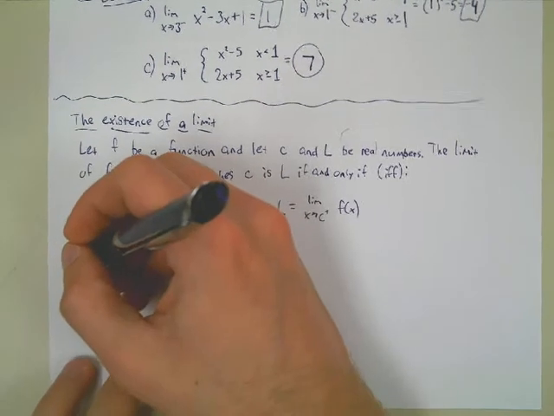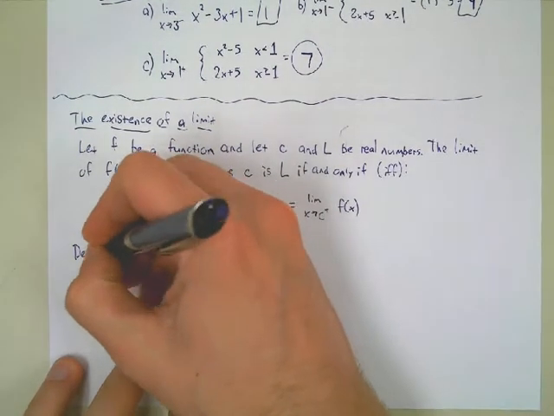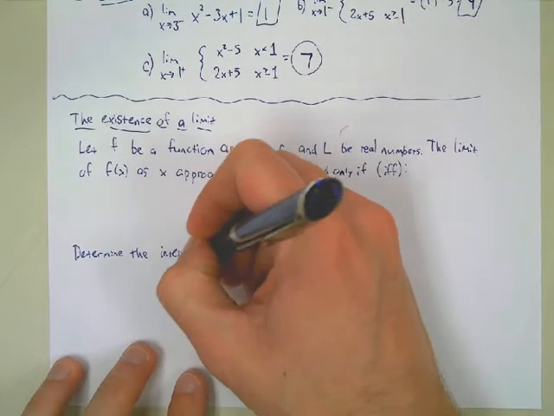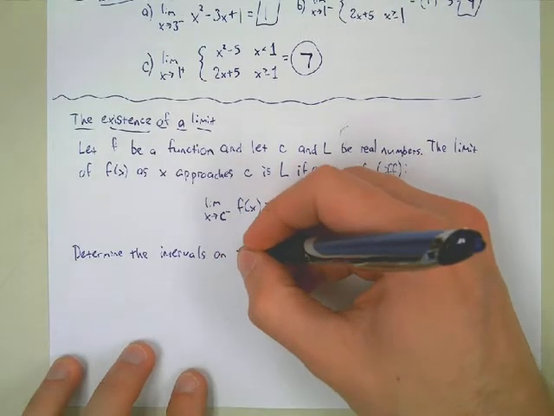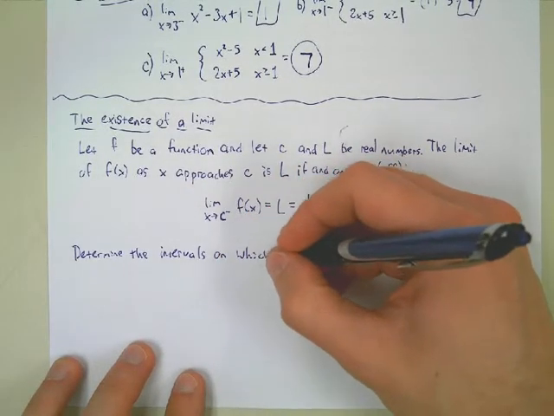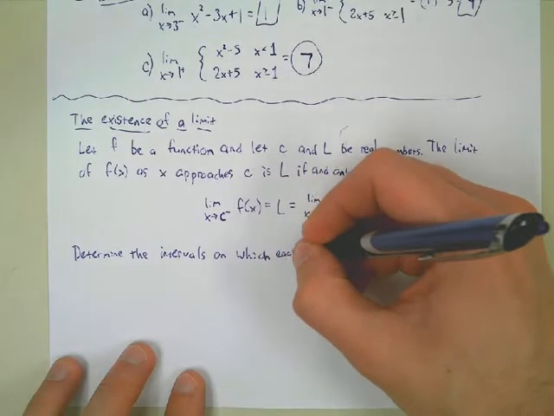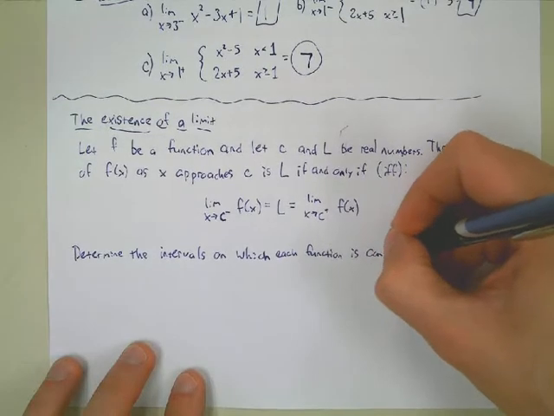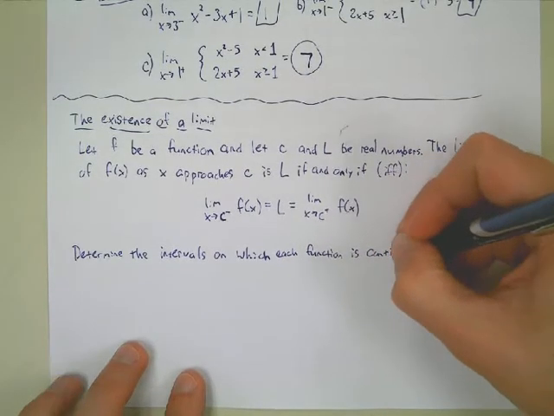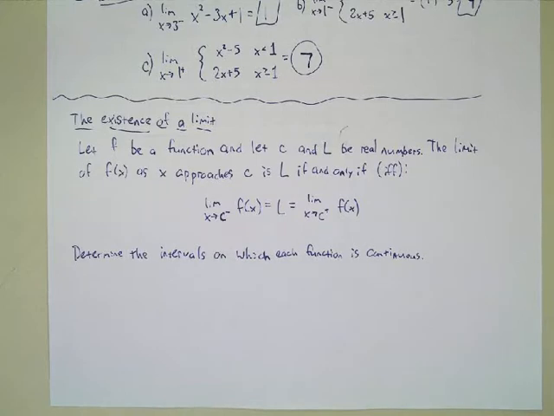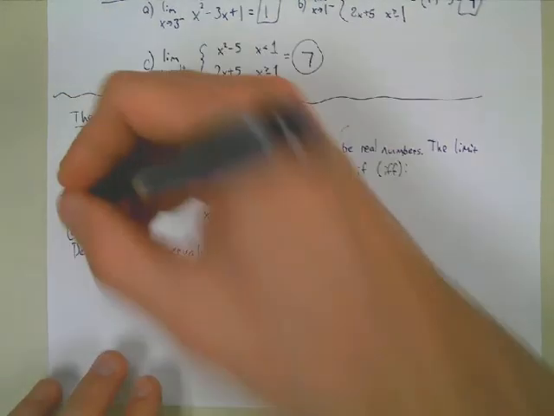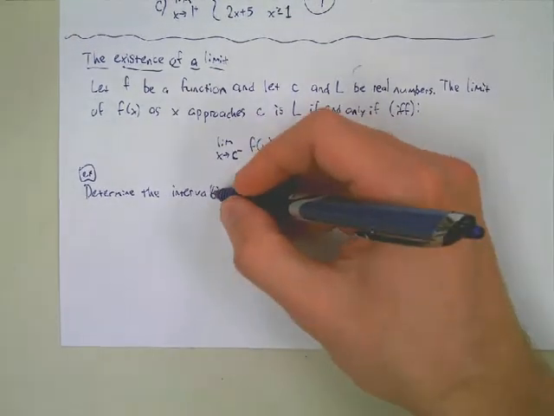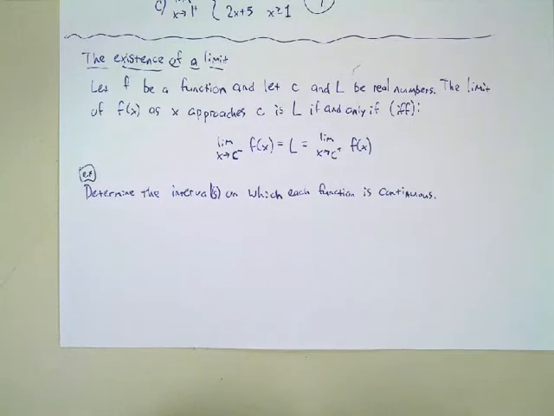Okay. So here we're going to do these examples. Determine the intervals on which each function is continuous. I should put the S in parentheses because there might be more than one, there might only be one. So determine the interval or intervals on which each function is continuous.